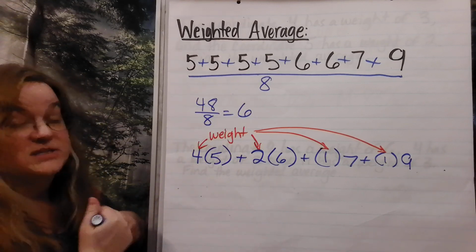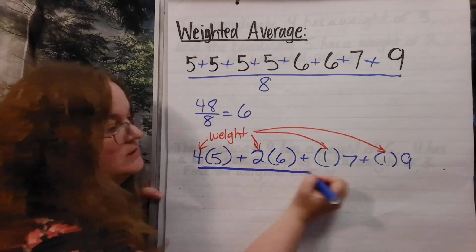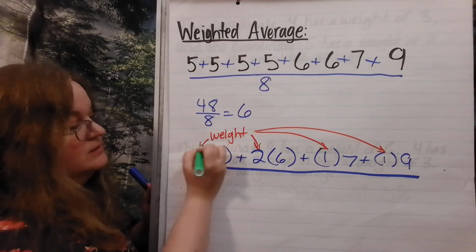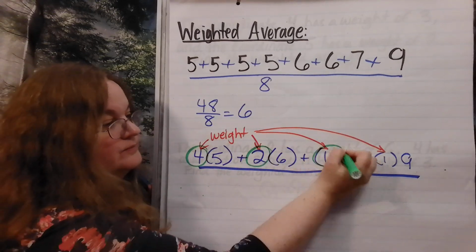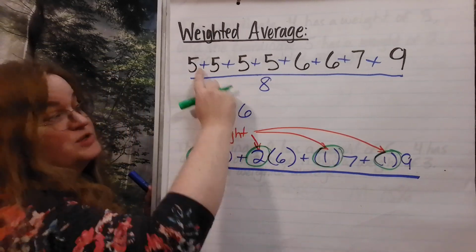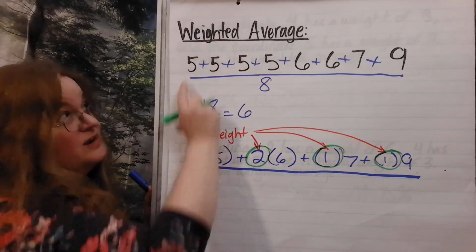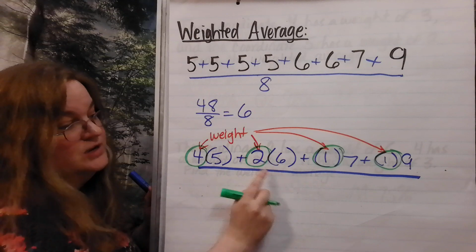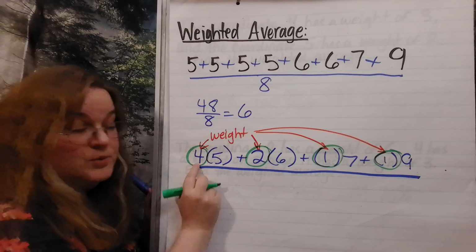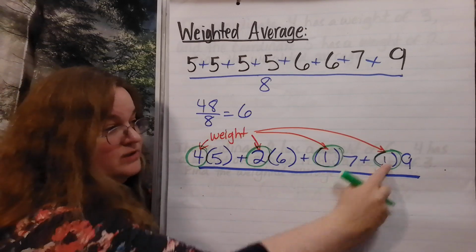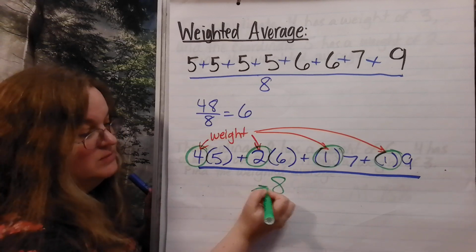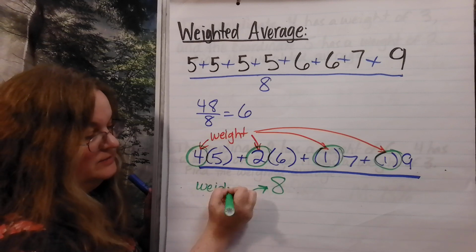Now, the question, and this is the part that trips a lot of people up, is what to divide by. In order to figure that out, you have to look at all of the weights. So I've got 4, 2, 1, and 1. And what that corresponds to is how many there are. So I have 4 5s, so that's 1, 2, 3, 4 numbers. I have 2 6s, so that's 2 numbers. There's one of these and one of these. So really, I have 4 plus 2 plus 1 plus 1 numbers, or 8 on the bottom. So this number is the weights added together.